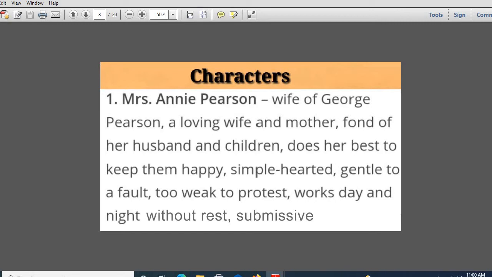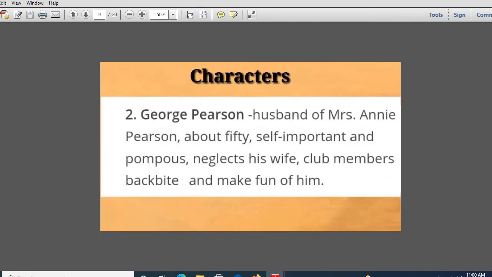Now I am moving on to the next one, George Pearson. Just a short info. Husband of Mrs. Pearson, 50 years of age, too proud of himself, neglects his wife, and most importantly, he goes every evening to the club, or rather to say the pub, obviously for drinking and sometimes for dinner also, free dinner.